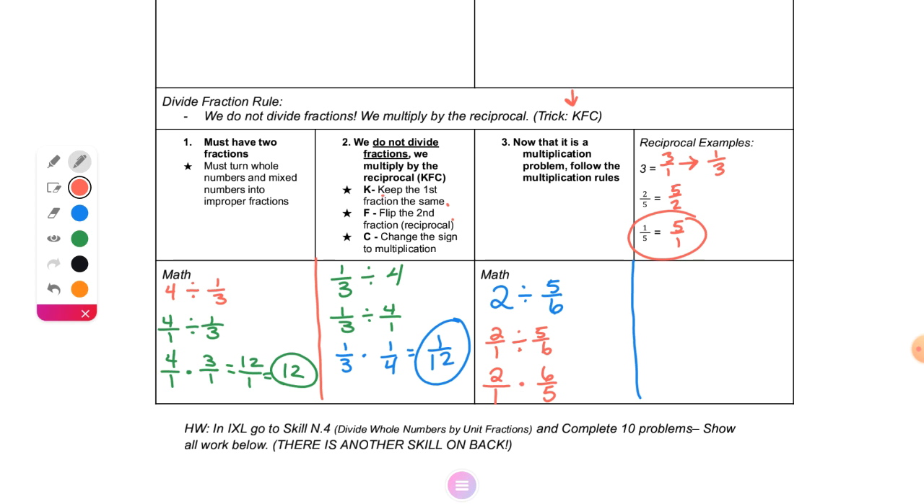Now, we could check for cross-canceling. There's nothing we can do here. Multiply straight across with 6 times 2. 12. 5 times 1. 5. Is that the best answer? Nope. Do we know how to change that to a mixed number? Yep. And to save time, I'm just going to do that. That would be 2 and 2/5.